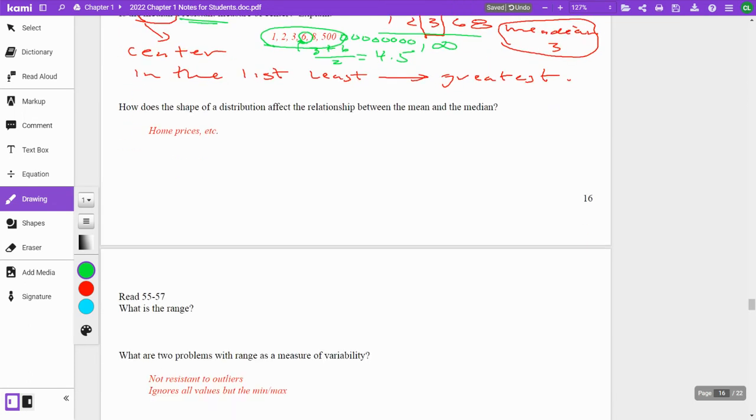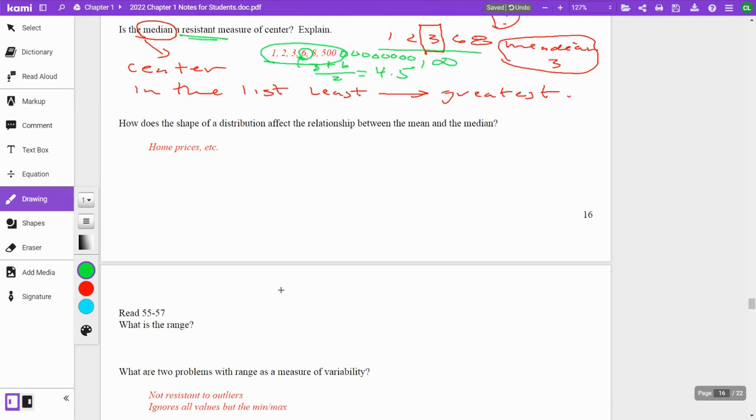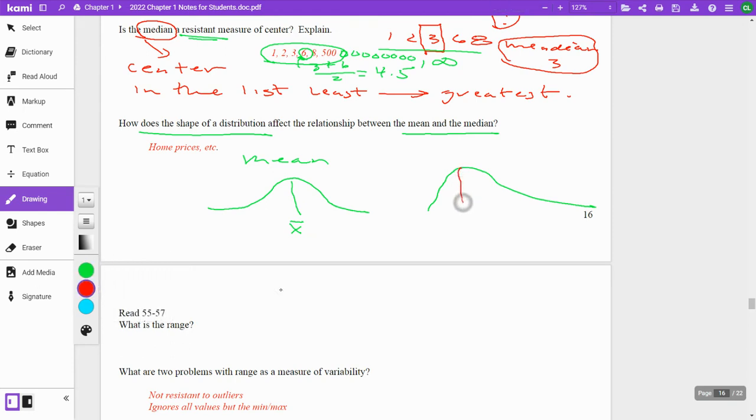Okay, so now, all of a sudden, we've got this. How does that affect shape for the mean and median? Here's the deal. Mean only works with symmetrical shapes. So the center of this thing is always X bar. Why? Because if you have a skewed right thing like this, my median, which I'll do in red, is going to be right about here at the top. That's going to be my median.